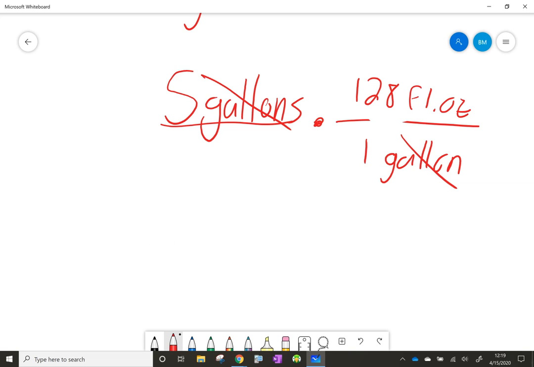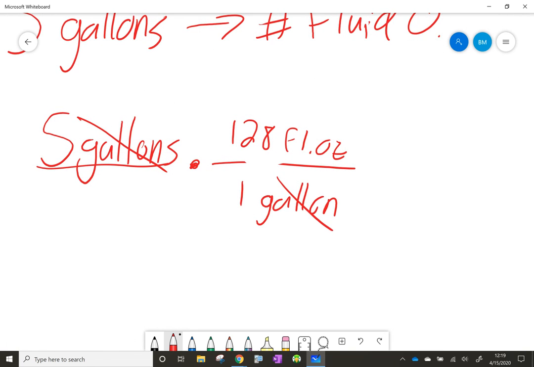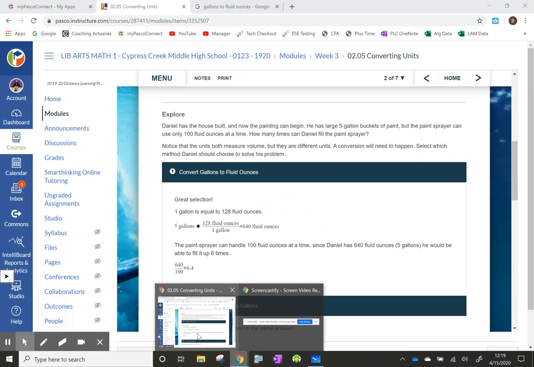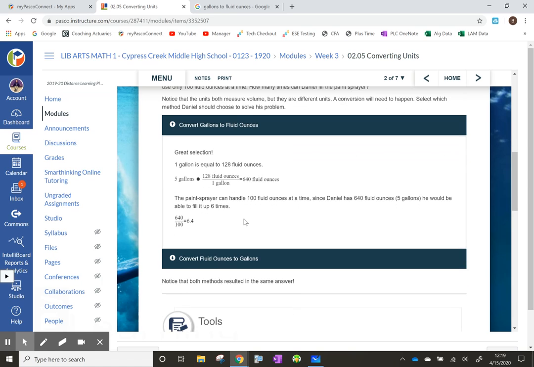So whichever unit you want to get rid of, you want to throw it onto the opposite side, in this case, the bottom of your fraction, in order to cancel it out. So you would do essentially 5 times 128 to get your answer. And 5 times 128 is, as Google told us earlier, 640. And we'll talk a lot more about these conversions moving forward.